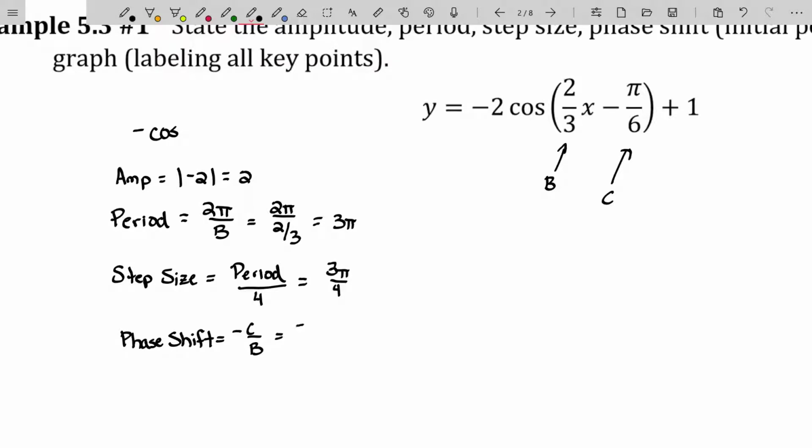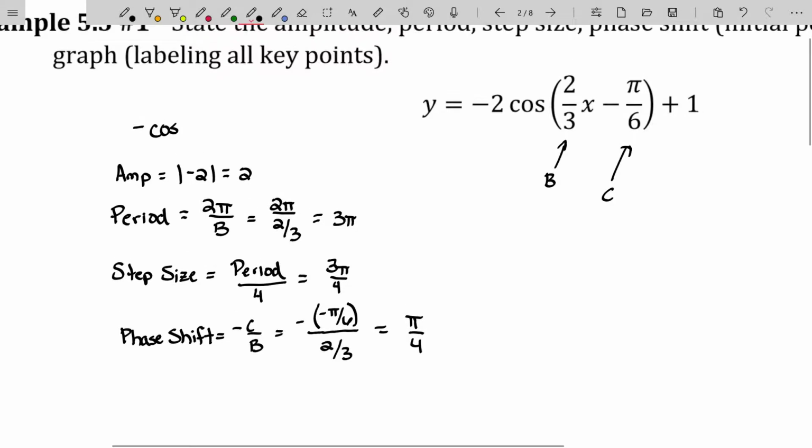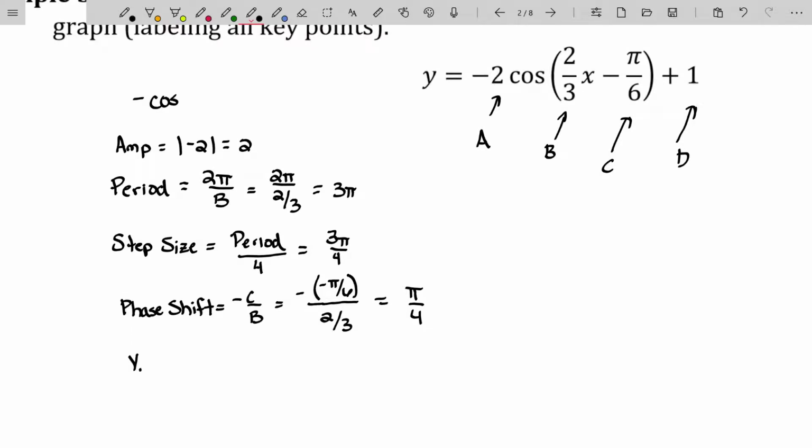So that would be negative pi over 6 over b, which is 2/3. So what is that? It's a positive 3 pi over 12, which is pi over 4. Let me just double check my mathematics there. Yep, pi over 4. That's my phase shift. And finally, the last piece, I didn't label it here, but there you go. Last piece is my vertical shift, which is 1.